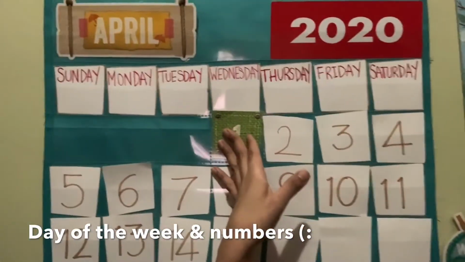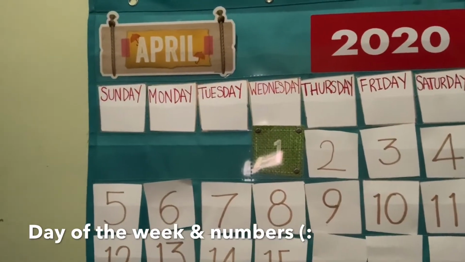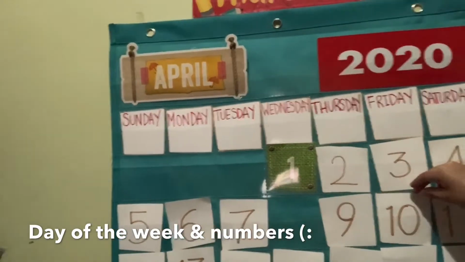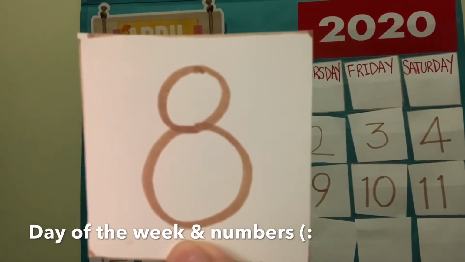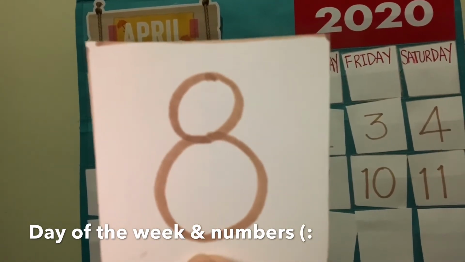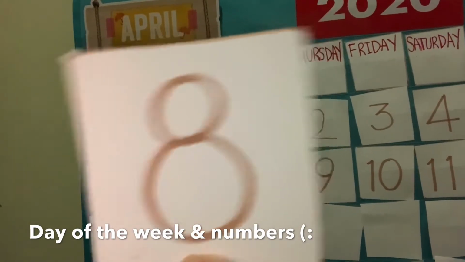But first, remember, I always like to ask you if you can identify the digit that I show you. So let's see what number is this. It looks like a snowman, but what number is it? Good job, boys and girls. It is the number 8.